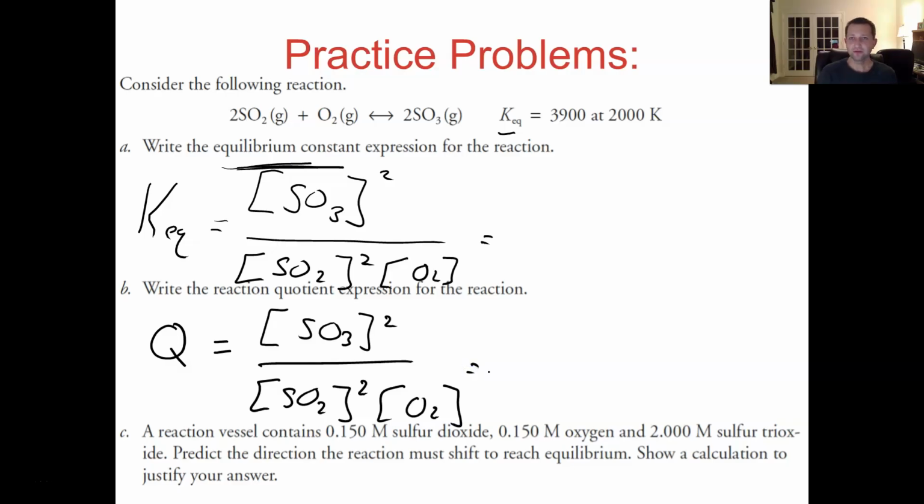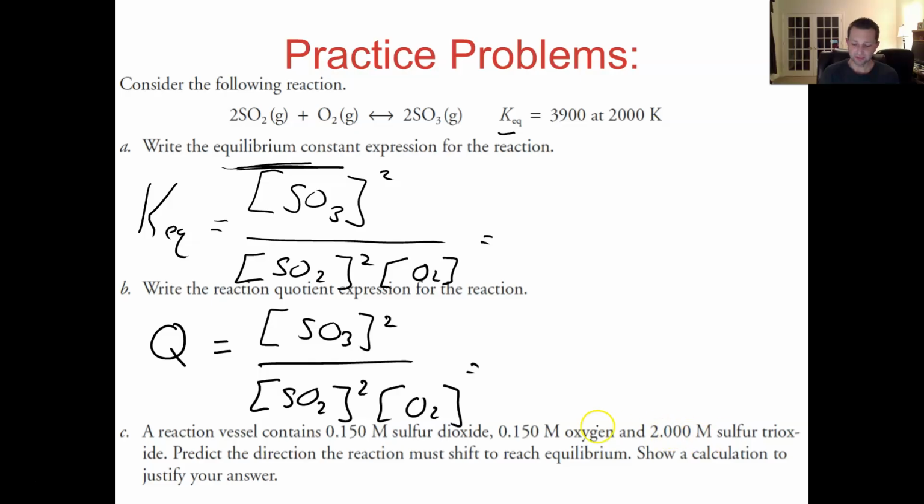Now look at letter C. It says a reaction vessel contains 0.150 molar sulfur dioxide, 0.150 molar oxygen, and 2 molar sulfur trioxide. Predict the direction of the reaction in order to reach equilibrium and show a calculation. So we have the general setup here. Let's plug in our values. I don't know if these values are at equilibrium or not because it doesn't tell me, so I plug them into my Q expression. It's a minor detail, but really important. If you don't know if you're at equilibrium, this must say Q here. If you put KEQ, it's wrong because you don't know if you're at equilibrium or not. So let's plug everything in.